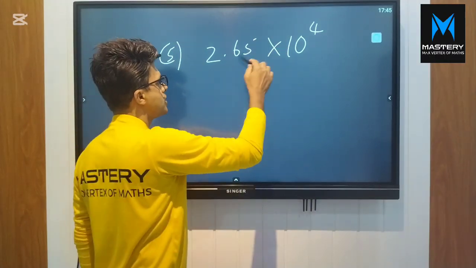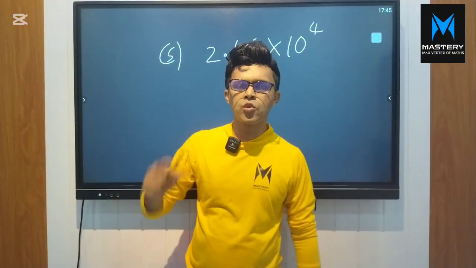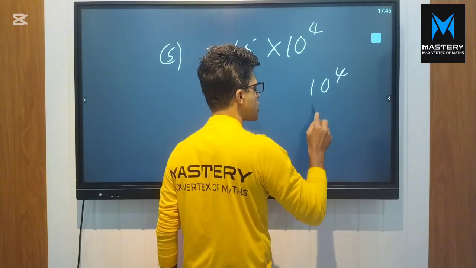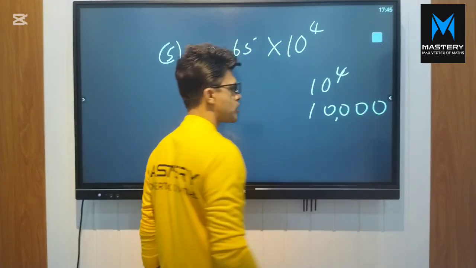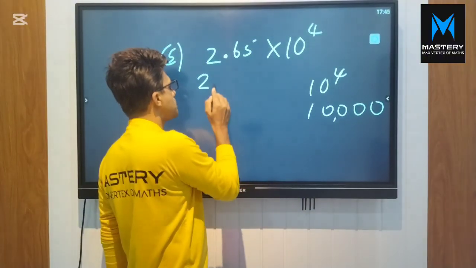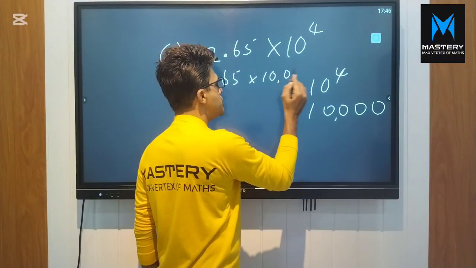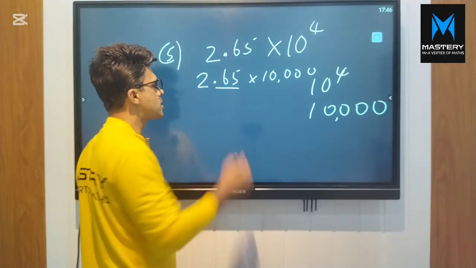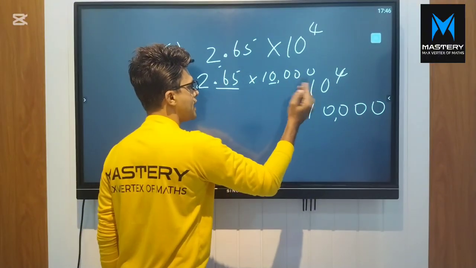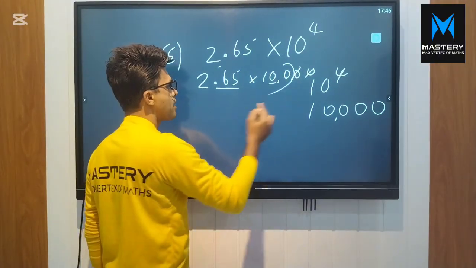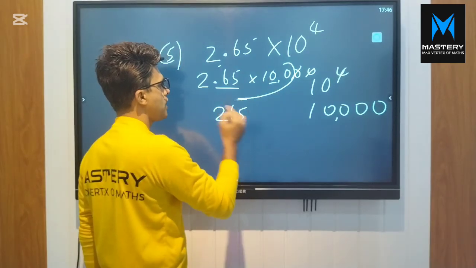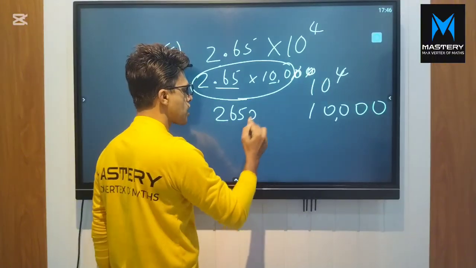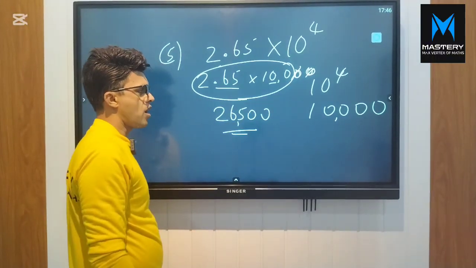This means this decimal number can be multiplied by 10,000. 10 to the power 4 means 1 and 4 zeros. This means 10,000. When you multiply by 10,000, the decimal point goes to the right side. It passes 2 digits here, so it removes 2 zeros. Then the remaining value, 2.65 multiplied by 100, is 265. These 2 zeros can be written here. So the answer is 26,500.